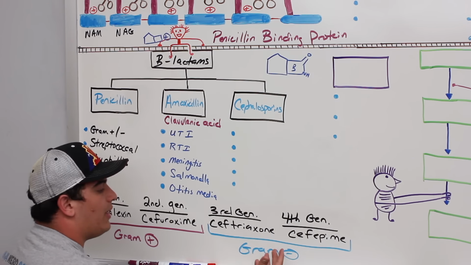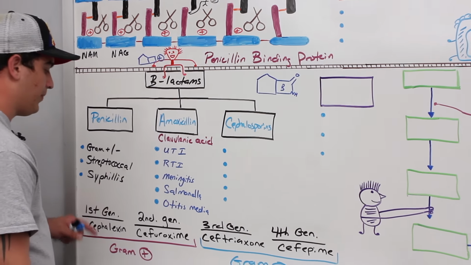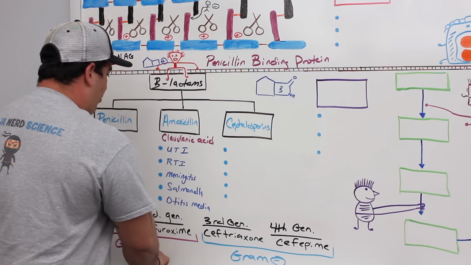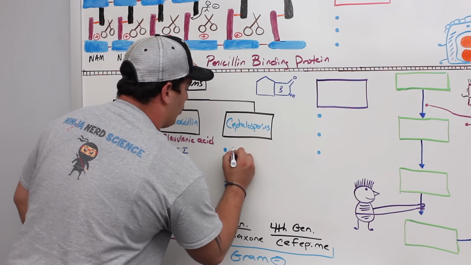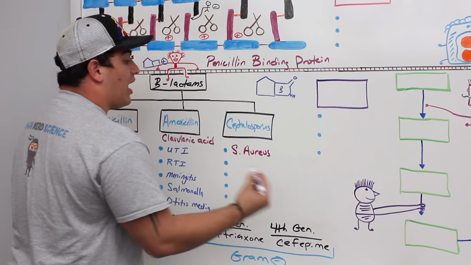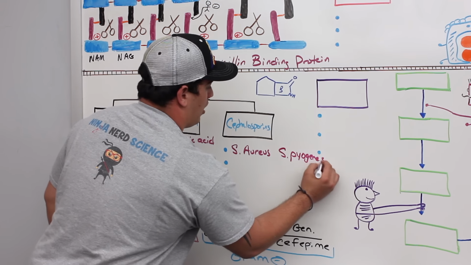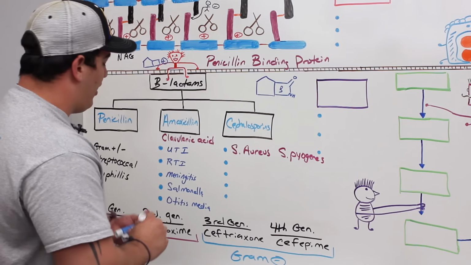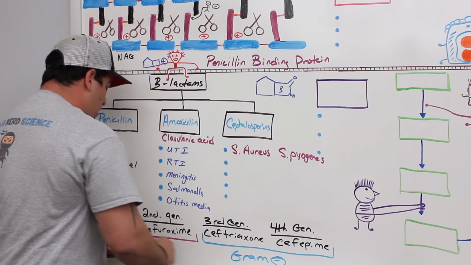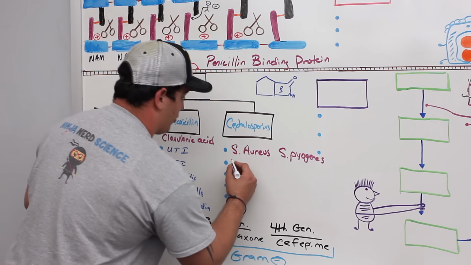Okay, so what would be the coverage? For example, let's say that I used cephalexin and cefuroxime. They really only have gram-positive coverage. So what would I really use these for? I would probably use these for Staphylococcus aureus and Streptococcus pyogenes. Now, if we use ceftriaxone and cefepime, they can treat gram-negative. So what could I use that for? They have a lot of things that they could treat.